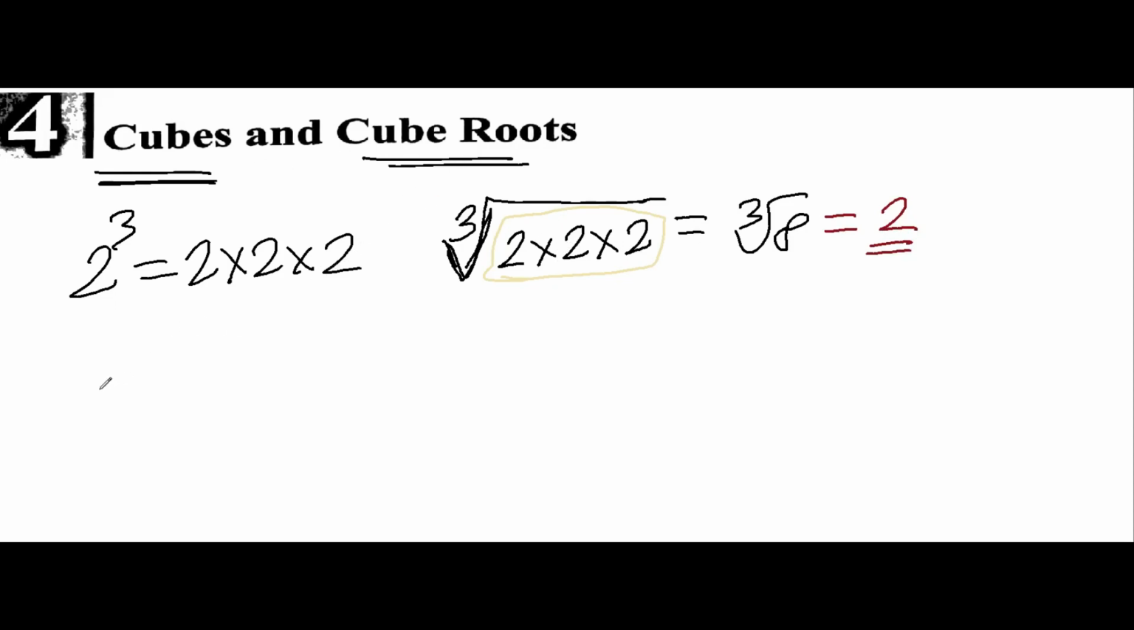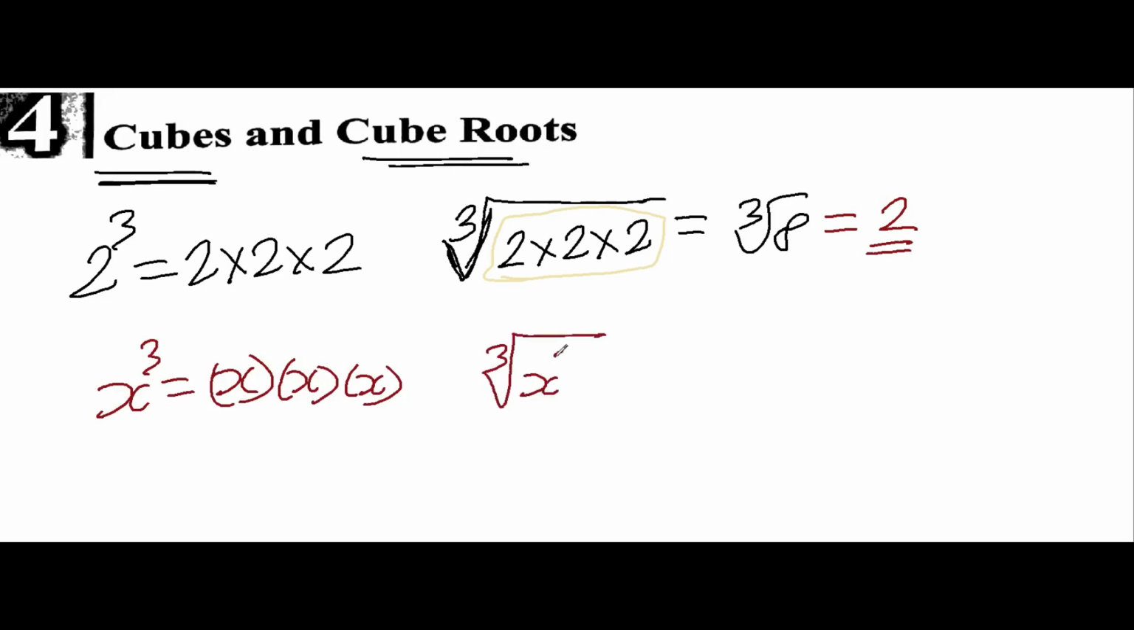So if you have x cube, how do you write it? You write x cube as x into x into x. And now if you want to find the cube root of x cube, then it will be x into x into x. So how many times have I written this x? 3 times. So its answer will be only x.